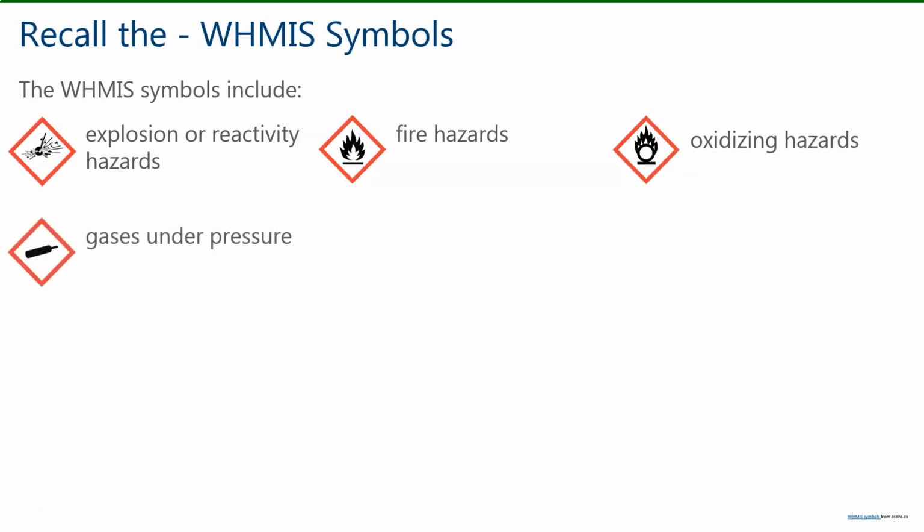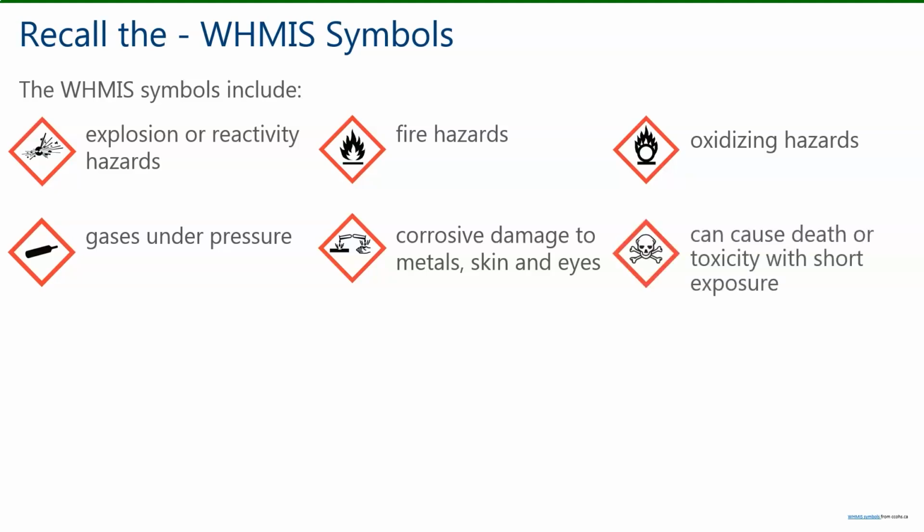Next, we have a gas cylinder. This means compressed gases, and I remember this because it looks kind of like a propane tank. Then we have corrosive material, indicates the product can cause damage to metals, skin, and eyes. The skull and crossbones indicates a product is toxic and can cause death or harm with exposure. This one here, the top part of a body, means may cause serious health effects.